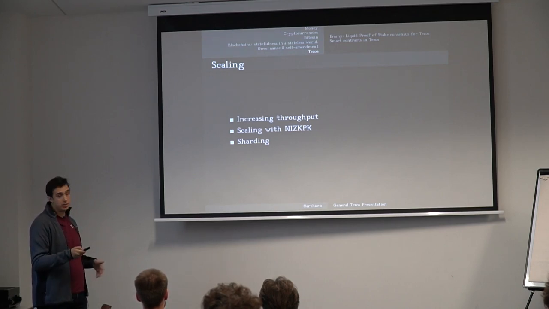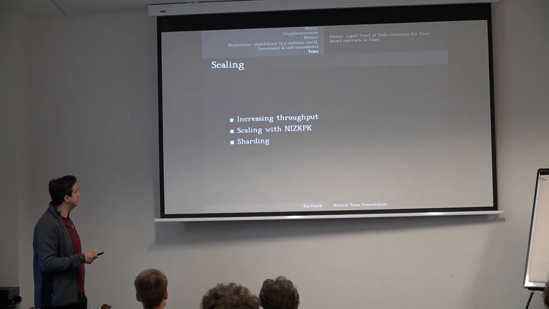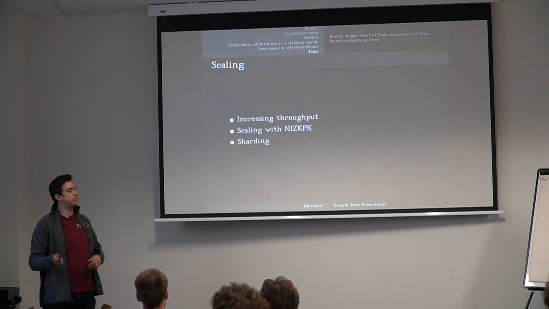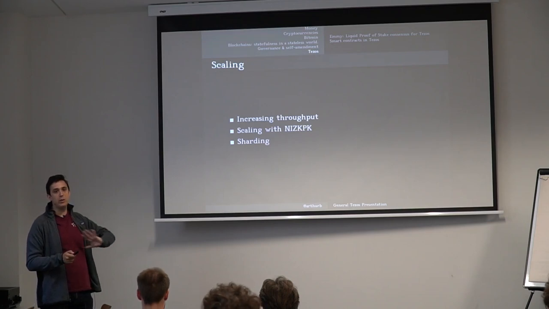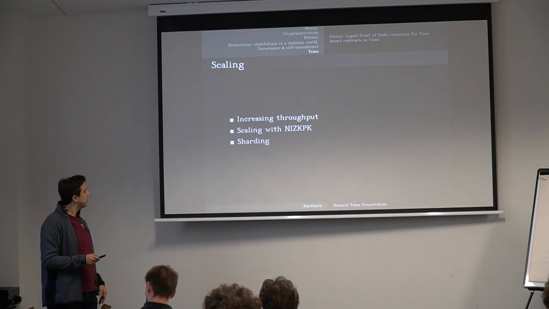making the nodes more efficient. We can just put more transactions on it, having smaller representations for transactions. So there's a lot of very low hanging fruit here for throughput.